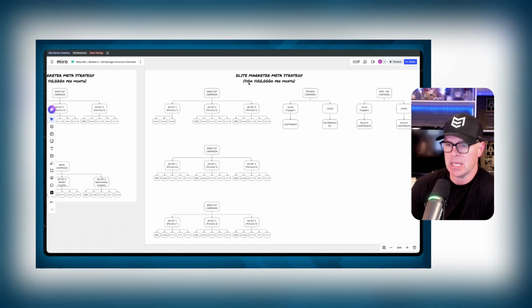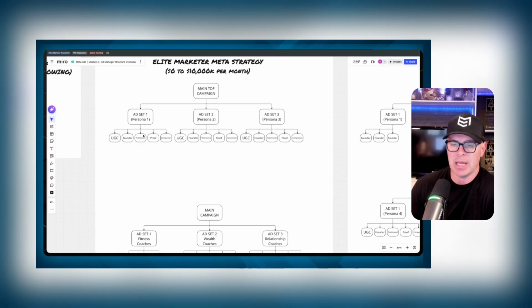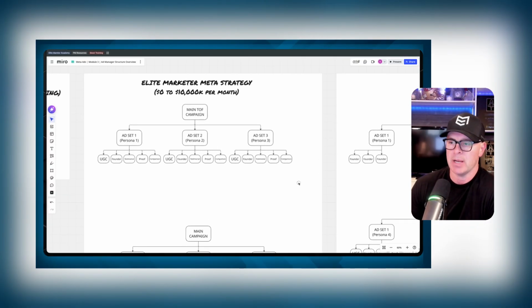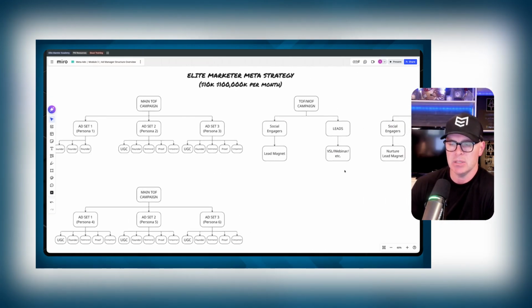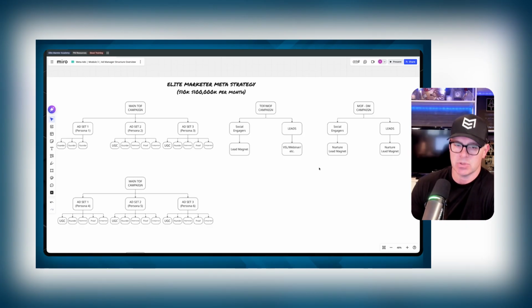How do I get to 10, 20, 30, 40, 50K a month in ad spend? And this is how you do it. You start slow. You start with a strategy that allows you to target the right people, put the right message in front of the right people, and then you expand into nurture and making sure that you're taking advantage of the traffic. The money that you're spending, you're getting the most bang for your buck. So that's my 10K to 100K per month Meta strategy.